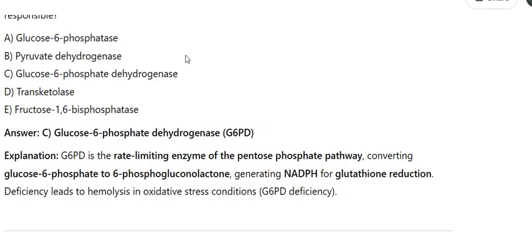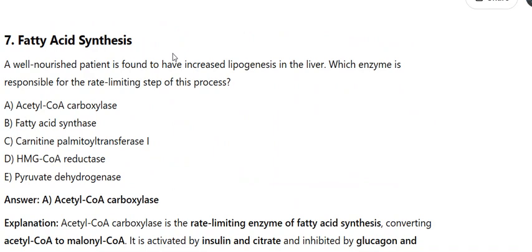7. Fatty acid synthesis. A well-nourished patient is found to have increased lipogenesis in the liver. Which enzyme is responsible for the rate-limiting step of this process? A. Acetyl-CoA carboxylase. B. Fatty acid synthase. C. Carnitine palmitoyl transferase. D. HMG-CoA reductase. E. Pyruvate dehydrogenase. Answer: A. Acetyl-CoA carboxylase.